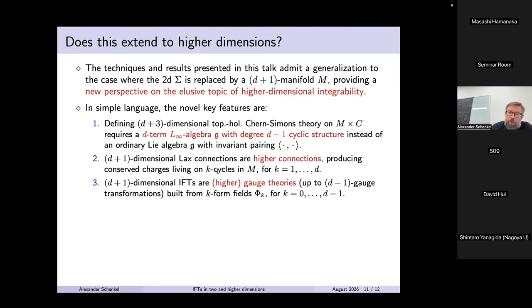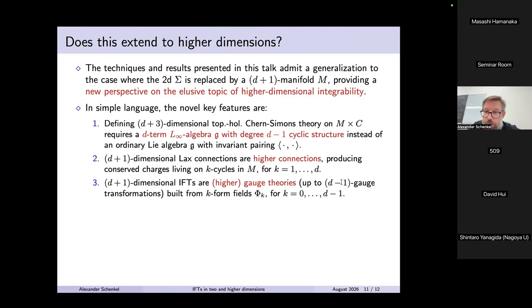You can also write down a general definition of boundary conditions and then twist with these boundary conditions, and you see that you then get integrable field theories on the d plus 1-dimensional manifold M. And these integrable field theories you construct from this machinery are higher gauge theories. Their gauge symmetries go to degree d minus 1. So producing the integrable field theory decreases the depth of gauge symmetries by 1.